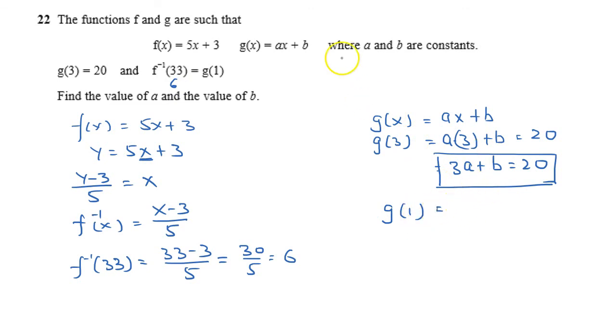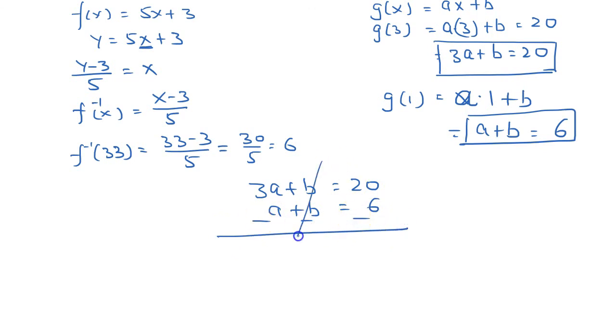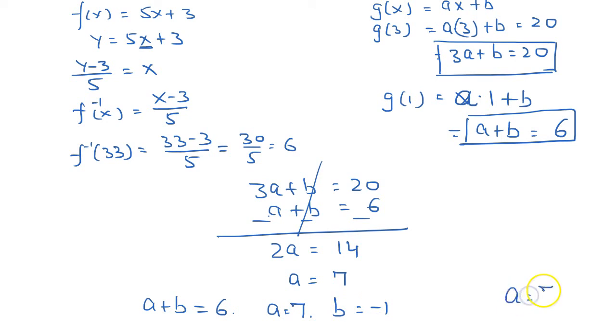G1 is equal to a into 1 plus b. G1 is a plus b and G1 is equal to 6. So a plus b is 6. So now we have two equations: 3a plus b is equal to 20 and a plus b is equal to 6. We subtract, this is cancelled. 2a is equal to 14, so a is equal to 7. Now in this equation, a plus b is equal to 6, a is equal to 7, so b will be minus 1. A is equal to 7 and b is equal to minus 1 is the solution.